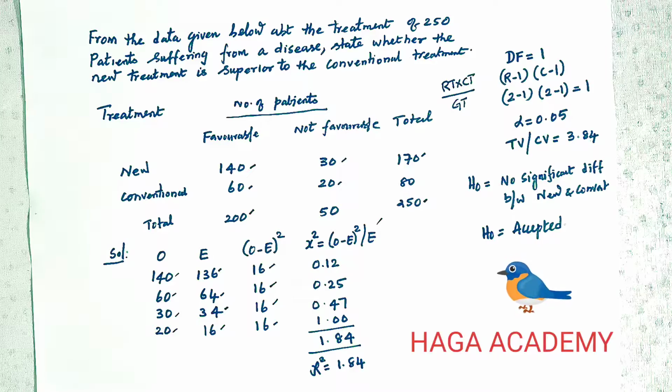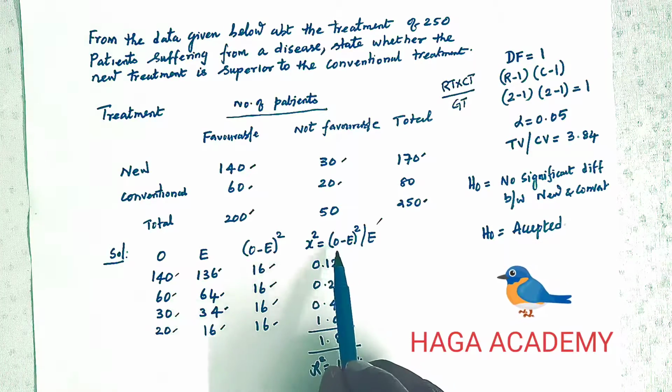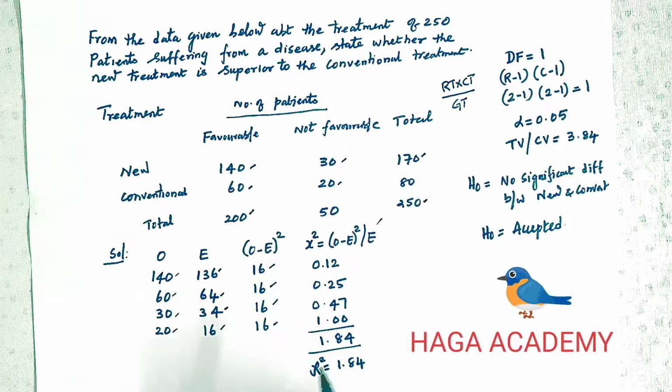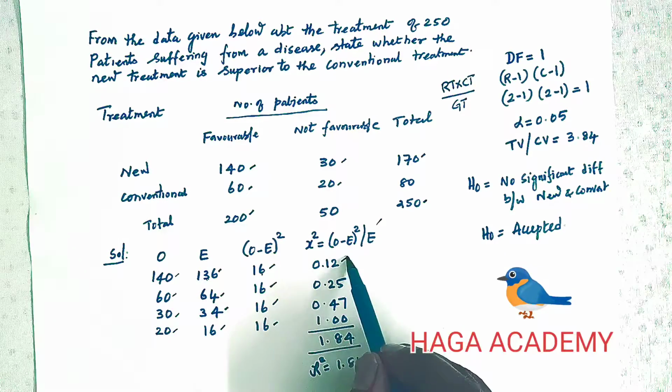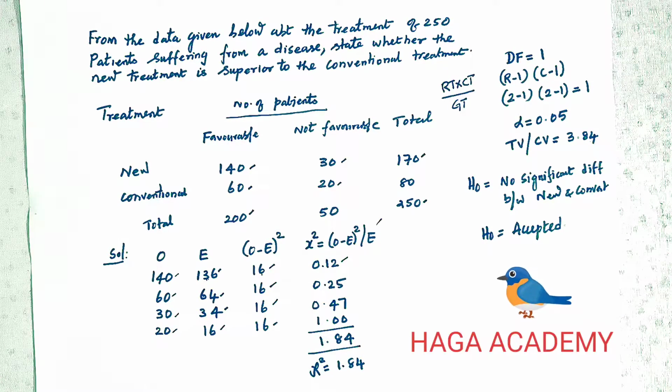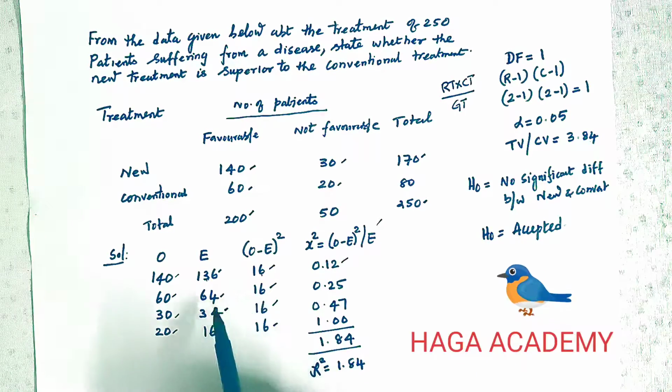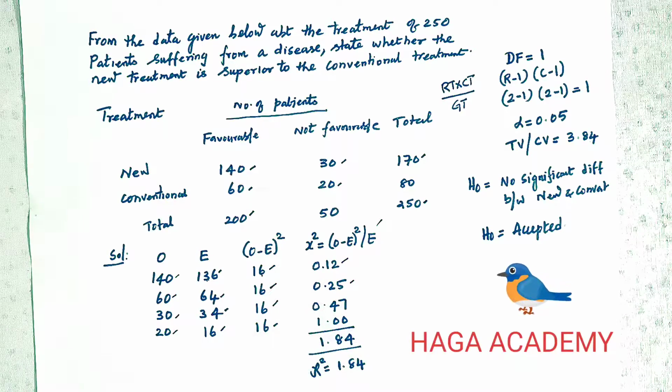Next, we want to identify the final stage, chi-square. Chi-square equals observed frequency minus expected frequency, whole square, divided by expected frequency. Applying the values, 16 is already there. 16 divided by 136 gives 0.12. Then 16 divided by 64 is 0.25. Then 16 divided by 34 is 0.47. Then 16 divided by 16 is 1. So the total chi-square value is 1.84.